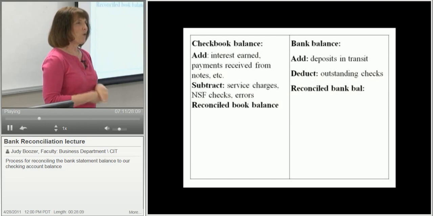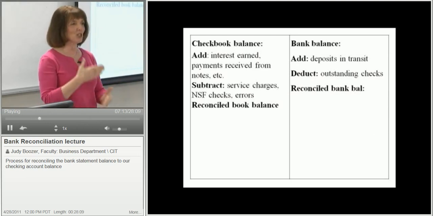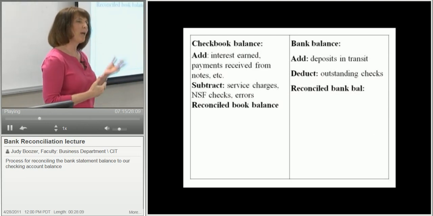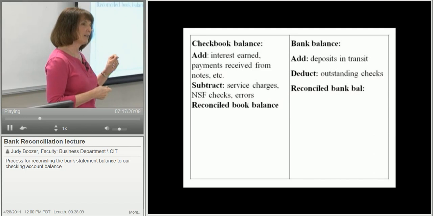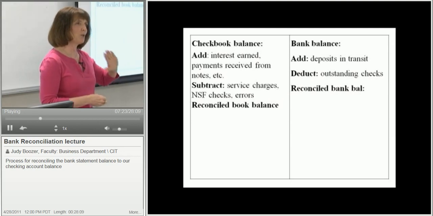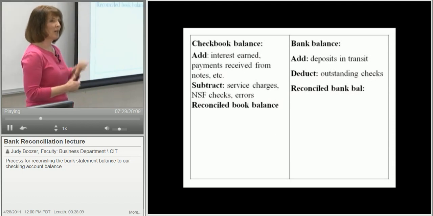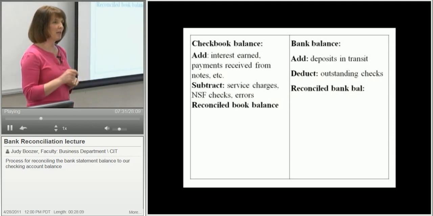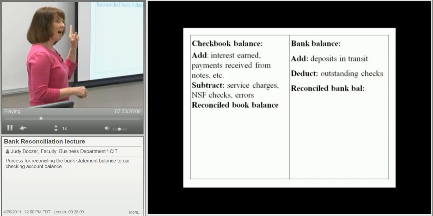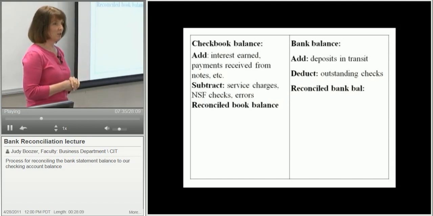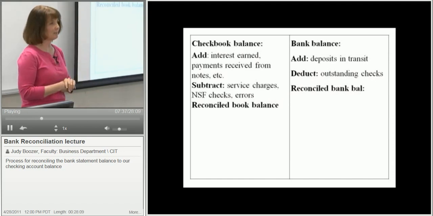And once we do all those additions and subtractions, we come up with something called a reconciled checkbook balance, which means we've reconciled it to the bank statement itself. And that amount should agree with what we determined to be the reconciled bank balance also. So let's look at the other side.